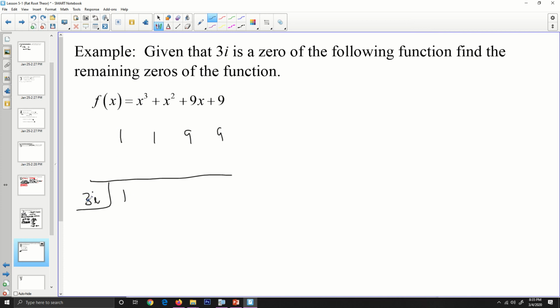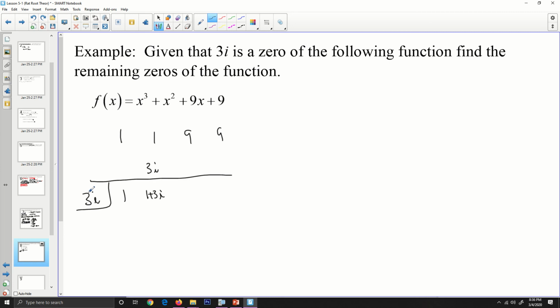So I bring down my 1. 1 times 3i is 3i. I add these two together and I get 1 plus 3i. And then 3i times 3i is 9i squared, and that should be positive. It's going to become negative 9. You know what? Let's start over, so you can see it a little bit better, and I'll explain it.